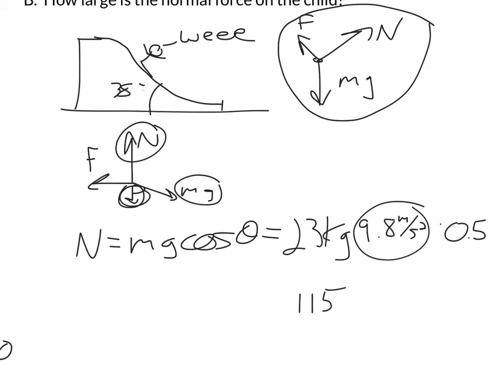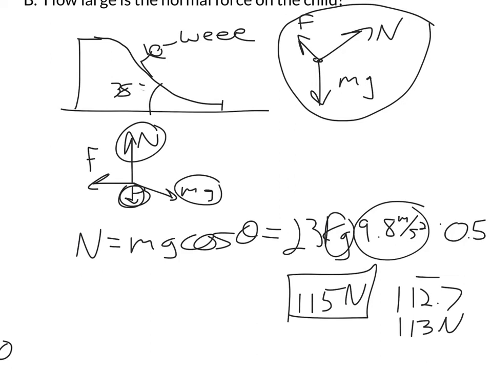So 23 times 9.8 times 1/2. Yep. So the actual answer is like 112.7, which if you round to 3 sig figs is 113. And these are newtons. Kilogram, meter per second squared. So yeah, 115 would have been a nice rough estimate.